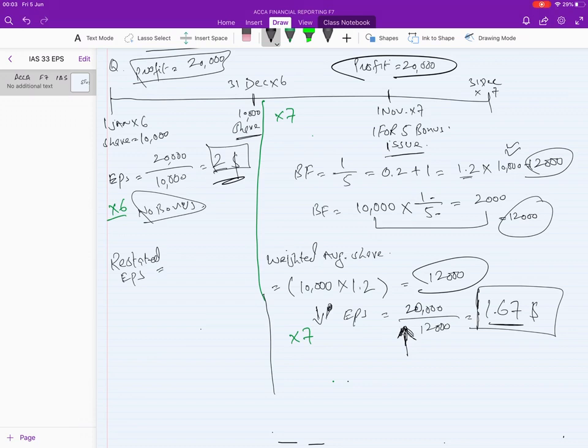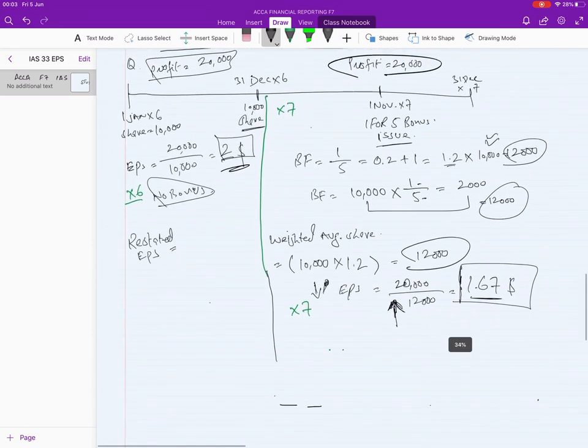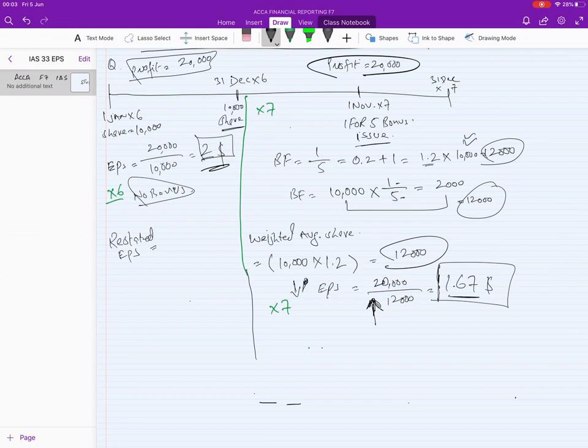How will we calculate the restated EPS? The formula is: last year EPS multiplied by 1 divided by BF. So reverse the bonus fraction. This is your restated EPS.